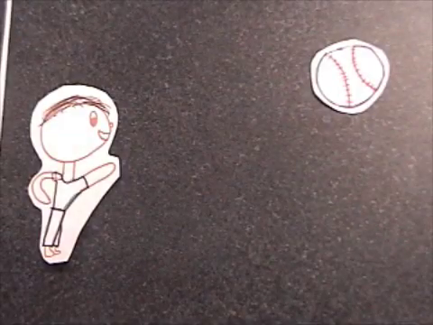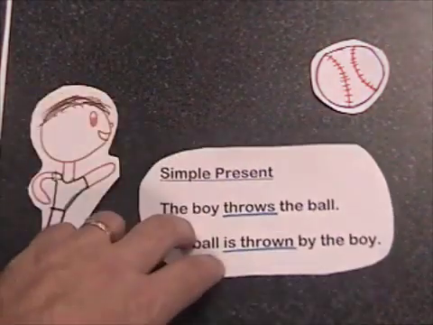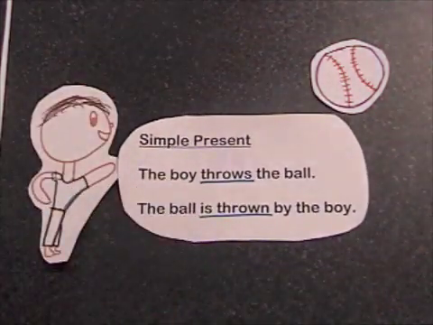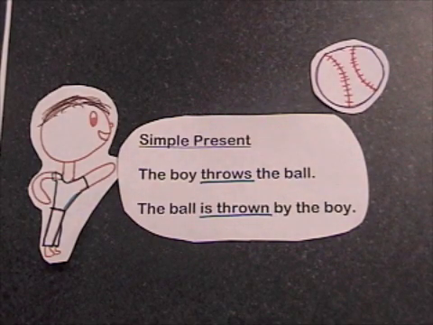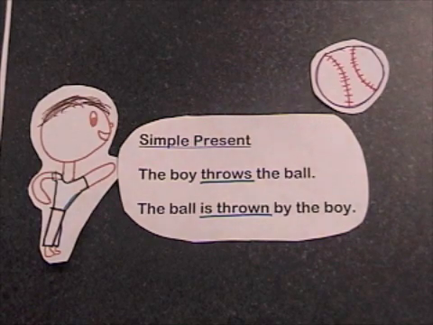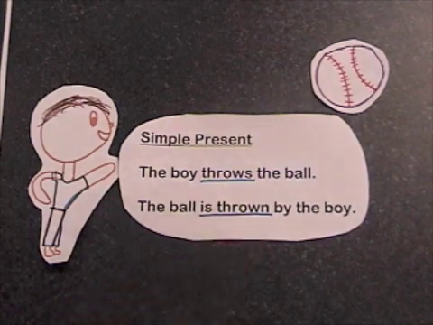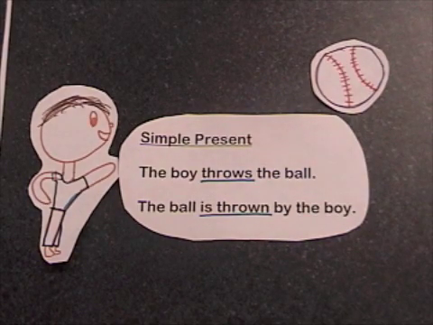Let's look at what the passive voice looks like in different verb tenses. In the simple present, the boy throws the ball. Throws is in the simple present tense, so we take the verb be and we change it to simple present, which is "is." We then add the past participle "thrown," and we come up with the ball is thrown by the boy.